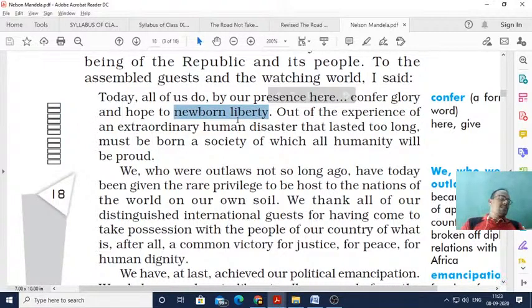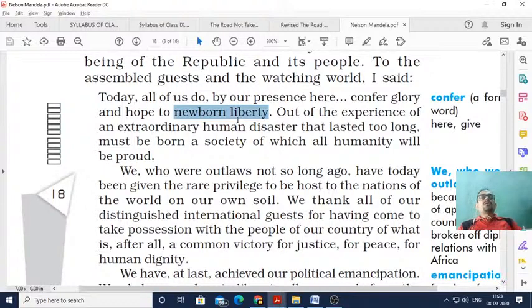Okay, dear students, you might be knowing the concept of democracy. What is democracy? Democracy is the formation of government by the people of the country. So democracy is for the people, of the people, and by the people, isn't it? Because the citizens of a particular country have a greater role in the formation of democratic government. So he is saying that we confer glory and hope to the new. We confer glory. It's a glory for our new-born liberty. New-born liberty means here the democracy. Okay, the newly formed democratic setup of South Africa is called new-born liberty.